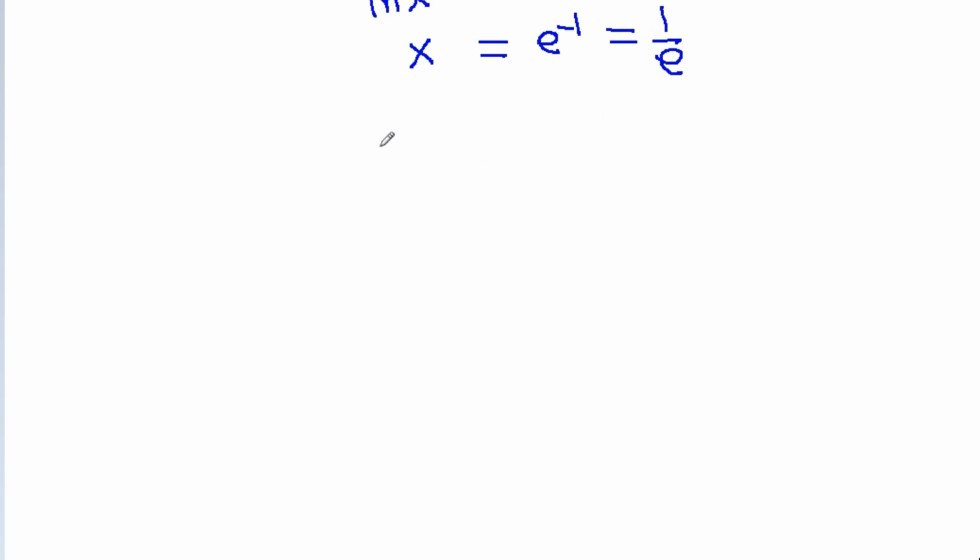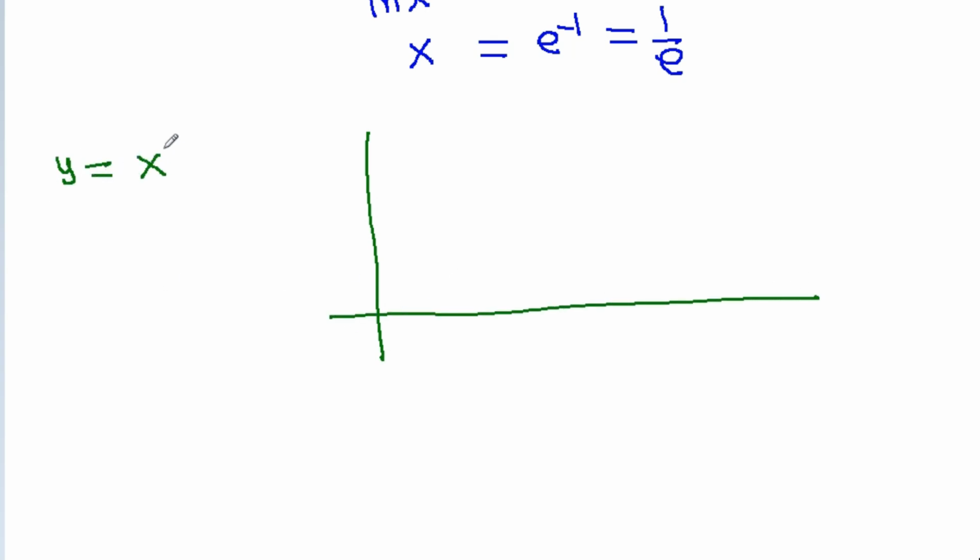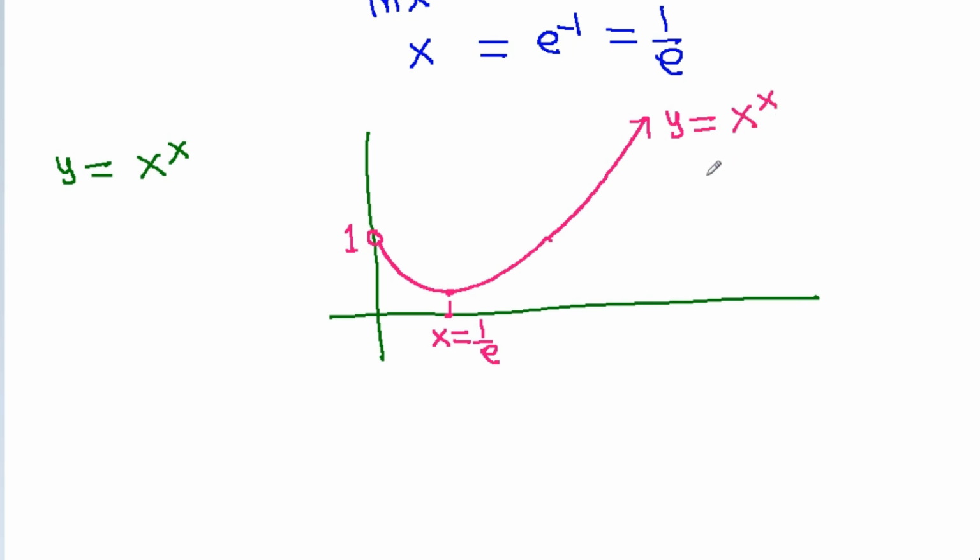So for y equal to x^x, the graph will be like this. At x equal to 0, y will tend to 1, and at the minimum value of y, x will be 1/e. It is y equal to x^x. It is the y versus x graph.